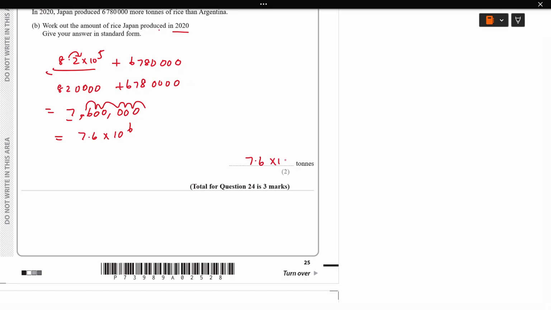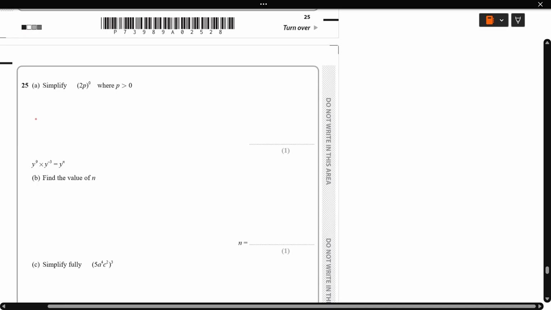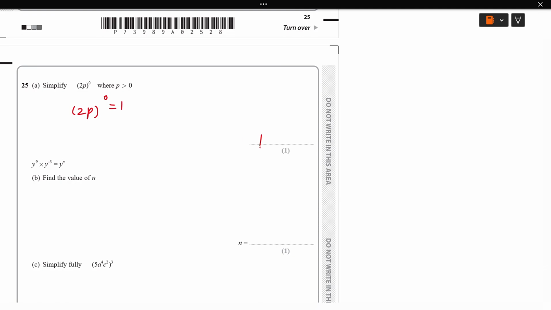7.6 times 10 power 6 is the answer. Okay, the next question, question 25, simplify (2p) whole power 0. Any number power 0 is going to be 1. The answer is going to be 1.